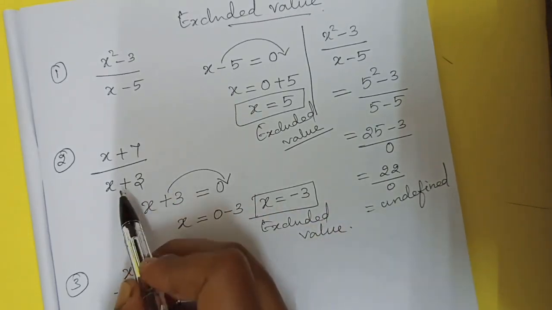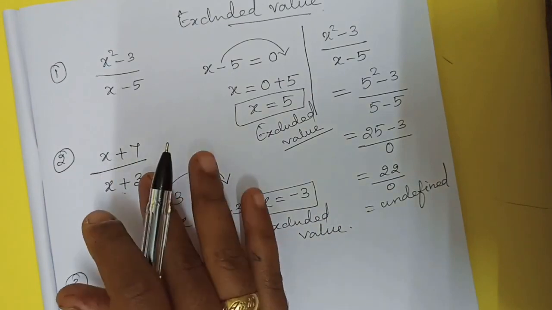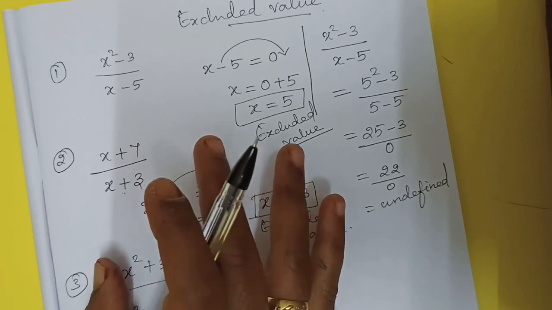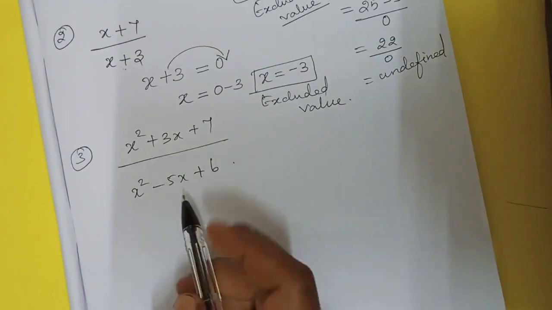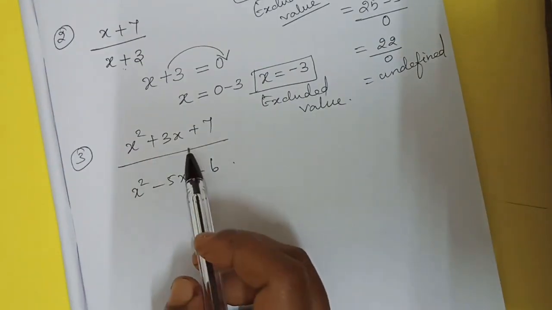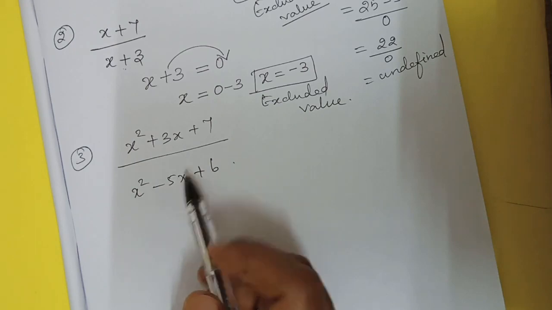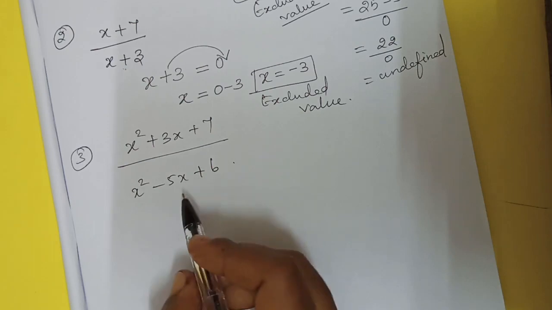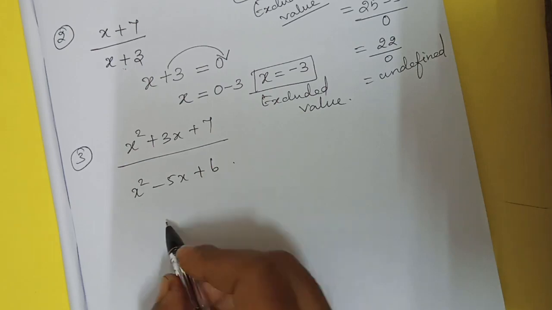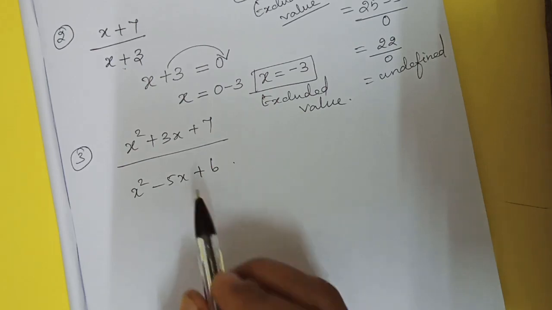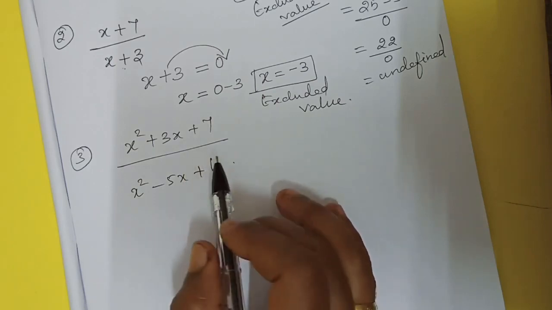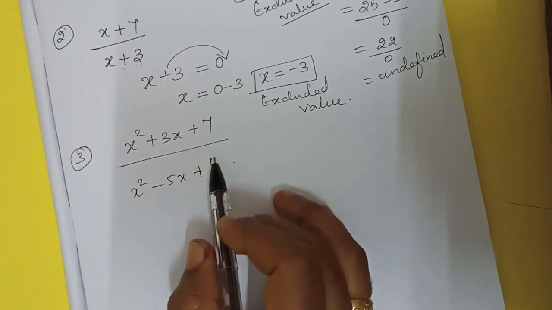If you put minus 3 in this expression, the value becomes undefined. Okay. Listen, here two quadratic polynomials they have given. We need to find the excluded value for this expression. Shall we do this now? Okay. For finding excluded value, you need to consider the denominator equal to 0.